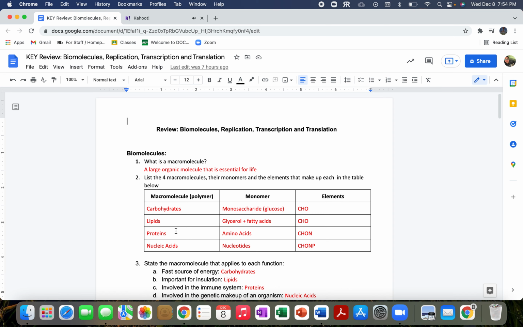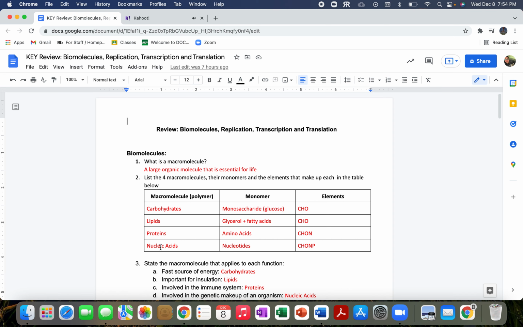The proteins are going to be your meats, your beans, your nuts, so any beef, meat products, fish, any of those things. The monomer is the amino acid. That's what we're talking about right now. We're talking about protein synthesis. The building up of proteins is done by putting a bunch of amino acids together. And this one's going to be CHO, and then there's the N for nitrogen. I always remember the N goes with protein because there's an N in protein.